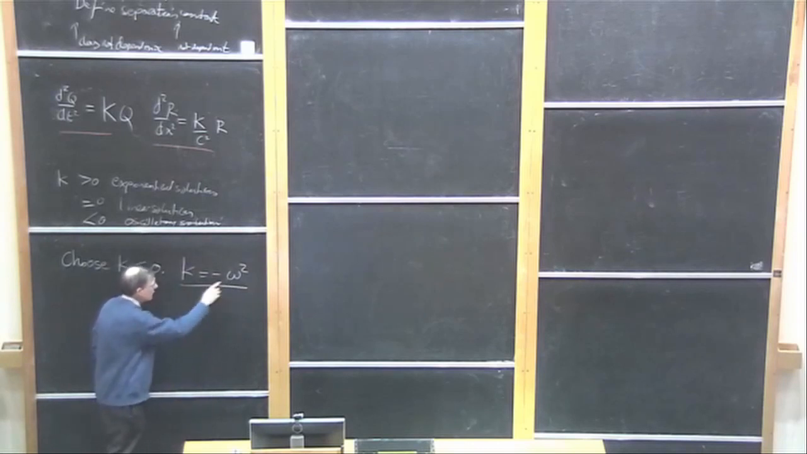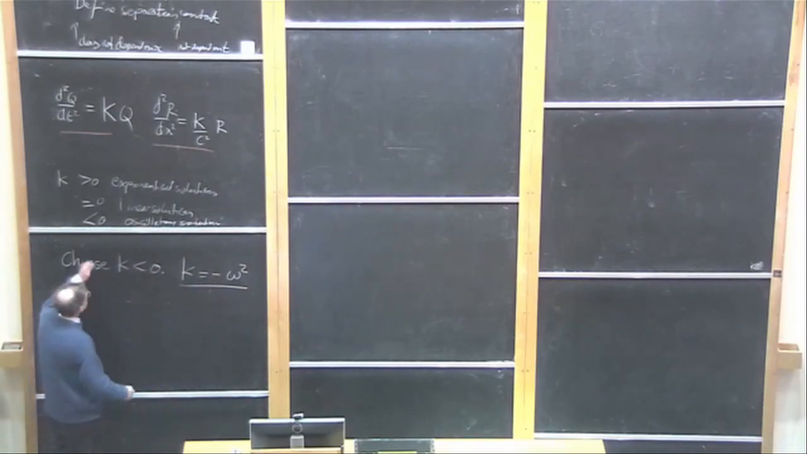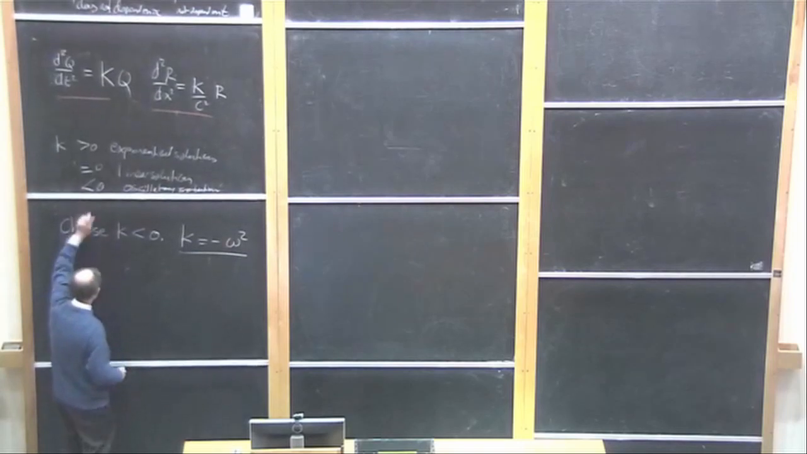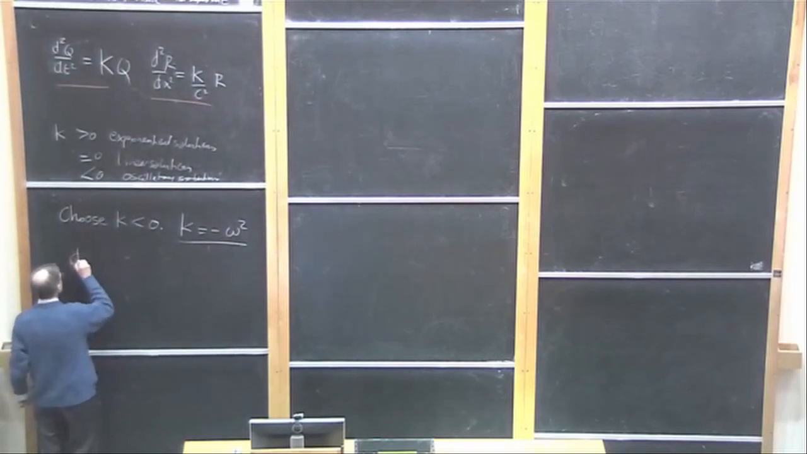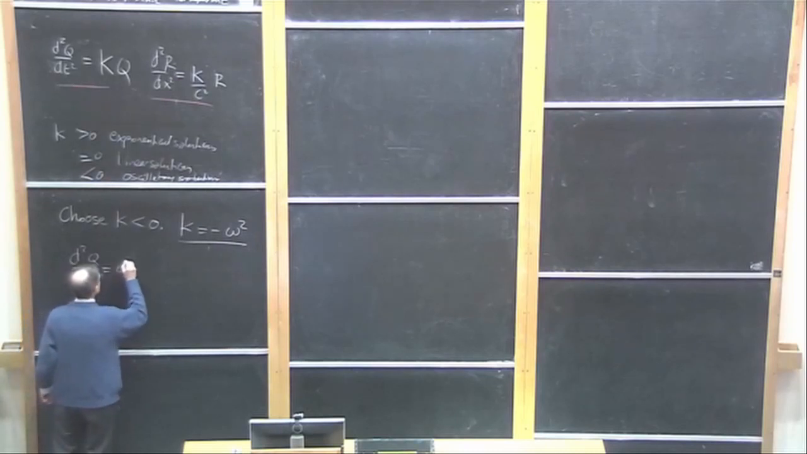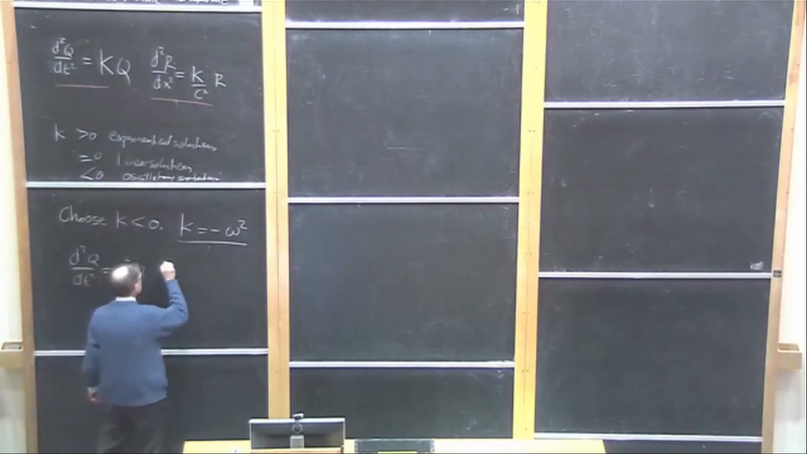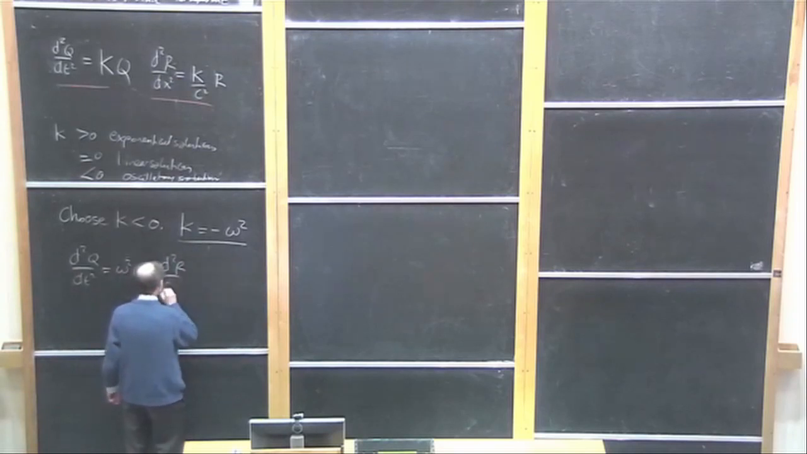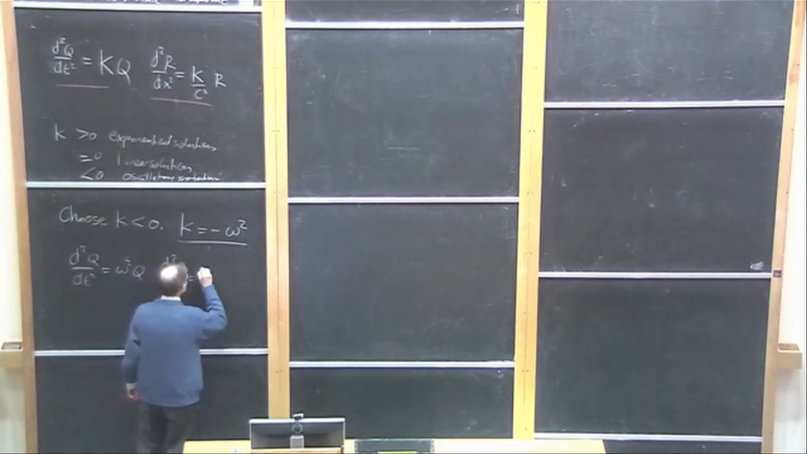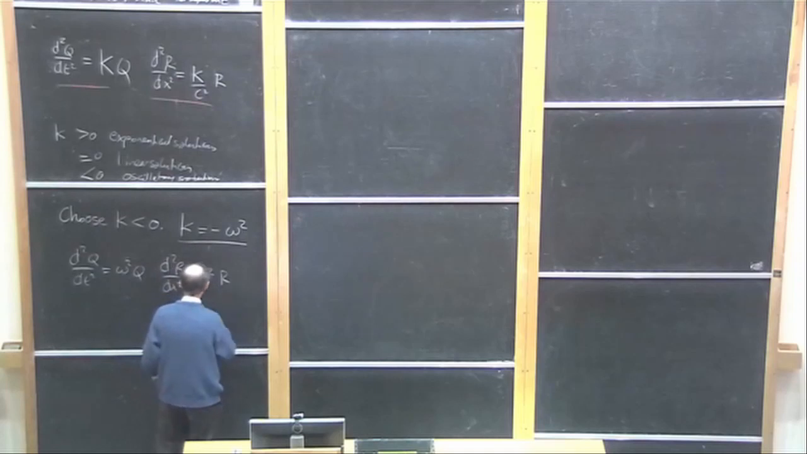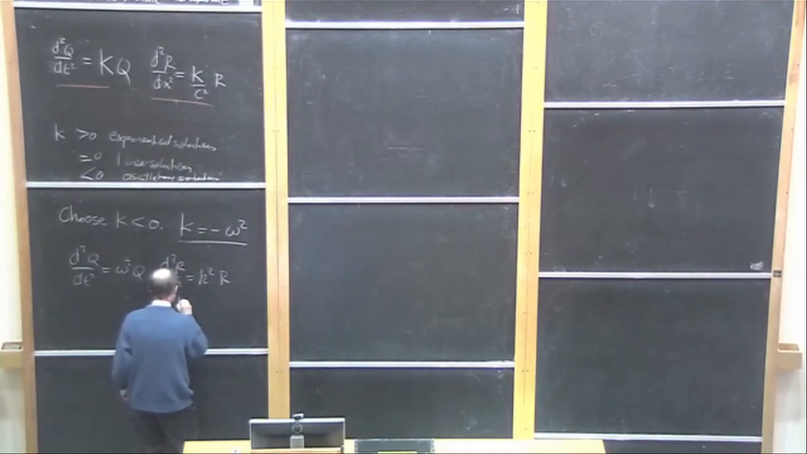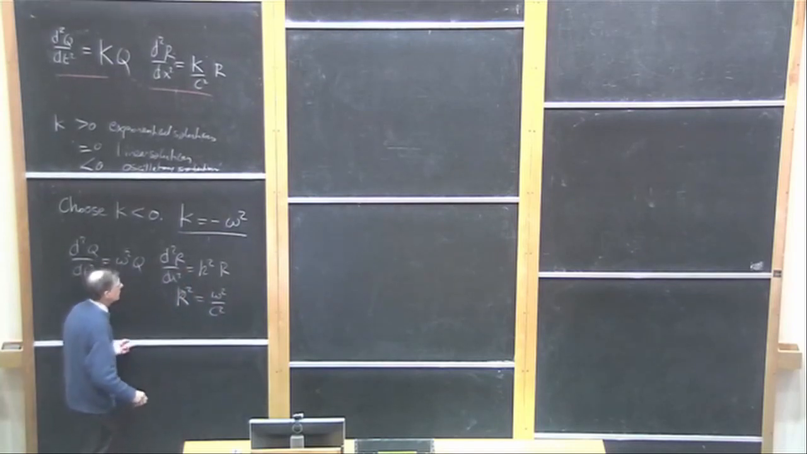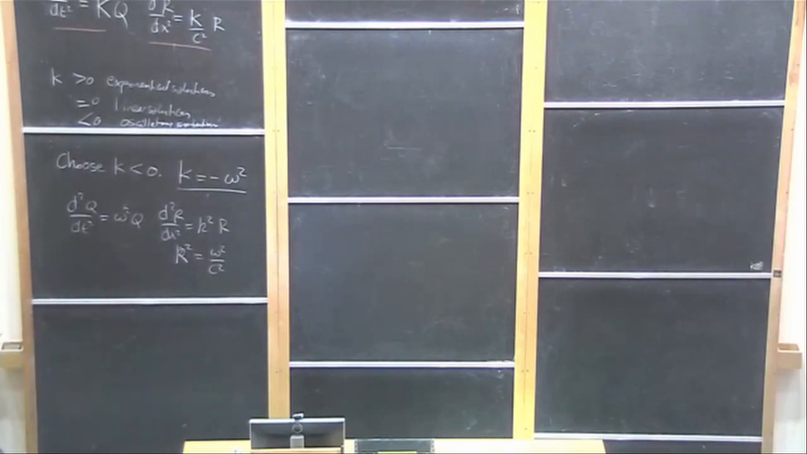Now that minus sign and the square enforces that that is negative, as we've decided. So that means we have d2q by dt squared equals omega squared q, and d2r by dx squared equals k squared r, where k squared is omega squared over c squared, the usual dispersion relation for the wave equation.